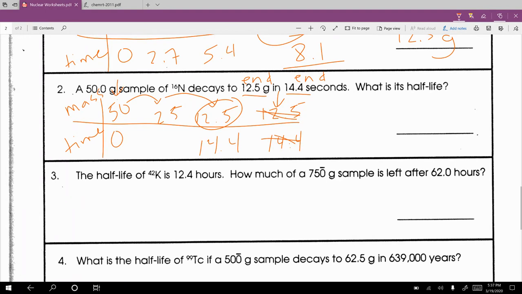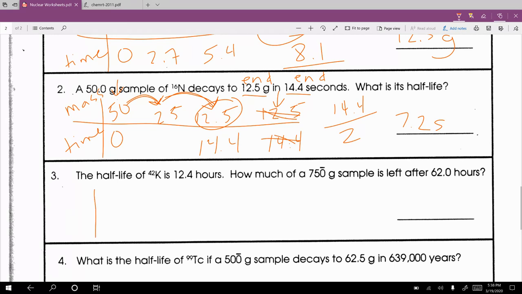So now I just have to figure out how many half-lives that was. Well, I went 1 hop and 2 hops. So then I'm going to take that 14.4 and divide that by 2 half-lives, and that's going to be a half-life. So that's going to be 7.2 seconds. Easy peasy? Okay. All right, let's move on to the next one.